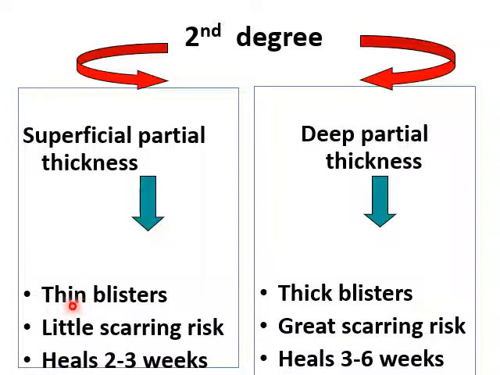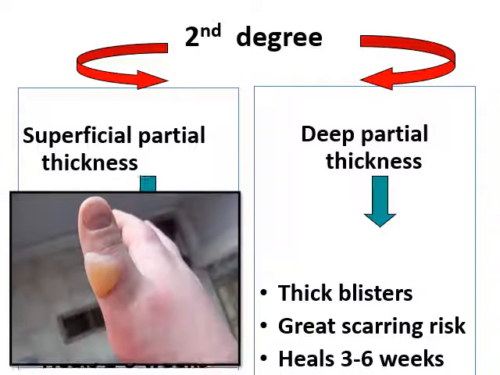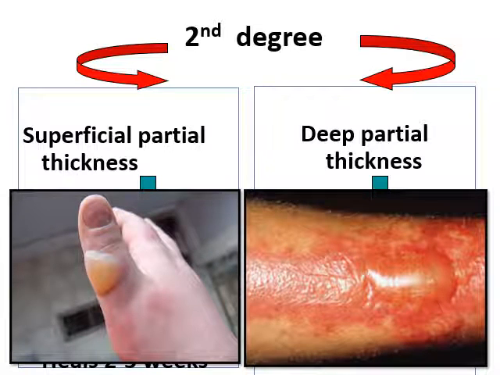But in the first one, which is the superficial, the blisters are thin-walled. So the walls of the blister are thin here, but are thick here. Here there is a little scarring risk, but in the deep one there is a great scarring risk because the skin is destructed more deeply, so the scar would be greater. Here in the superficial one, it heals within 2 to 3 weeks, but in the deeper one, it heals in 3 to 6 weeks. These are photos for both of the two types of second degree, superficial partial thickness and deep partial thickness, and you can see the thin walls of the blister, or here you can see the thick walls.